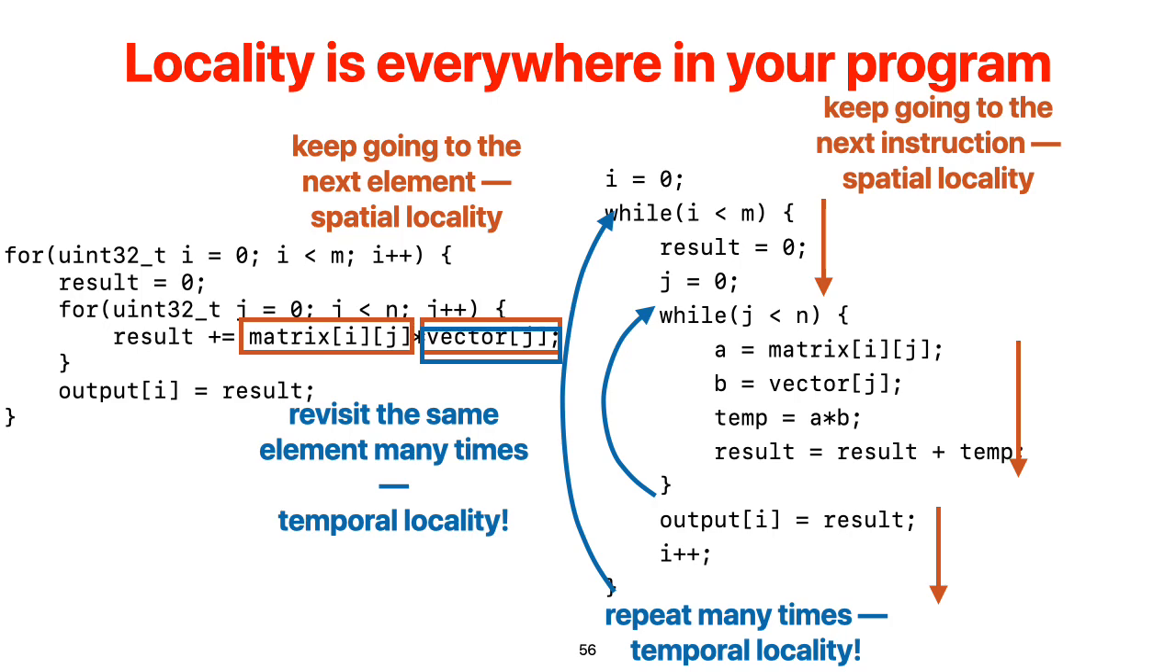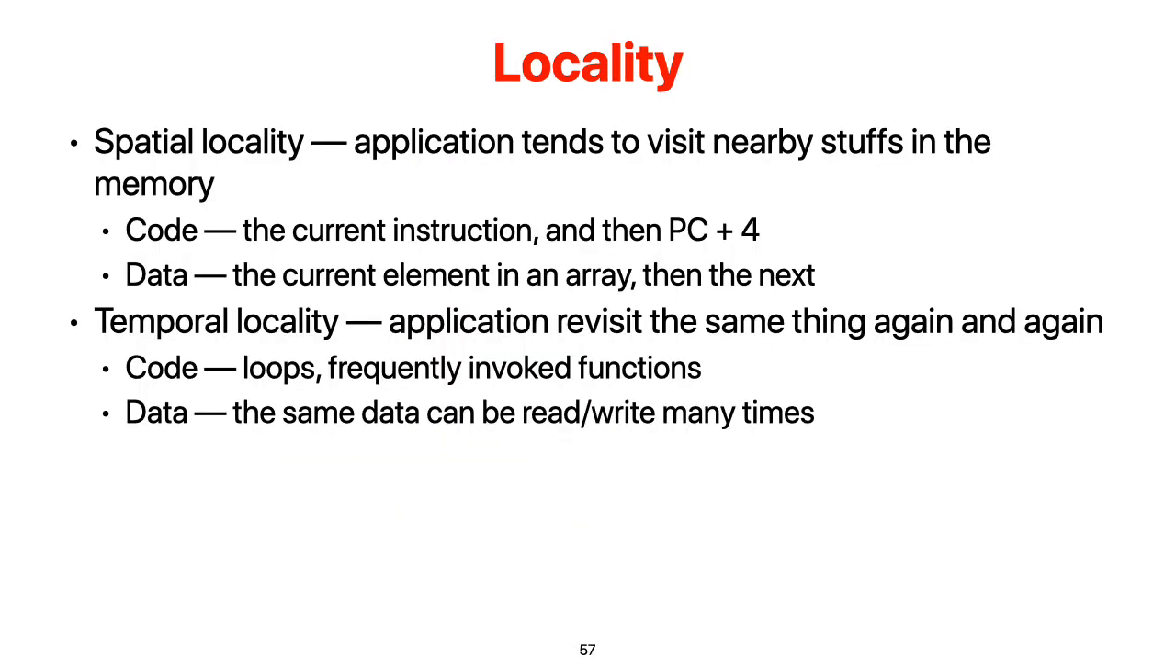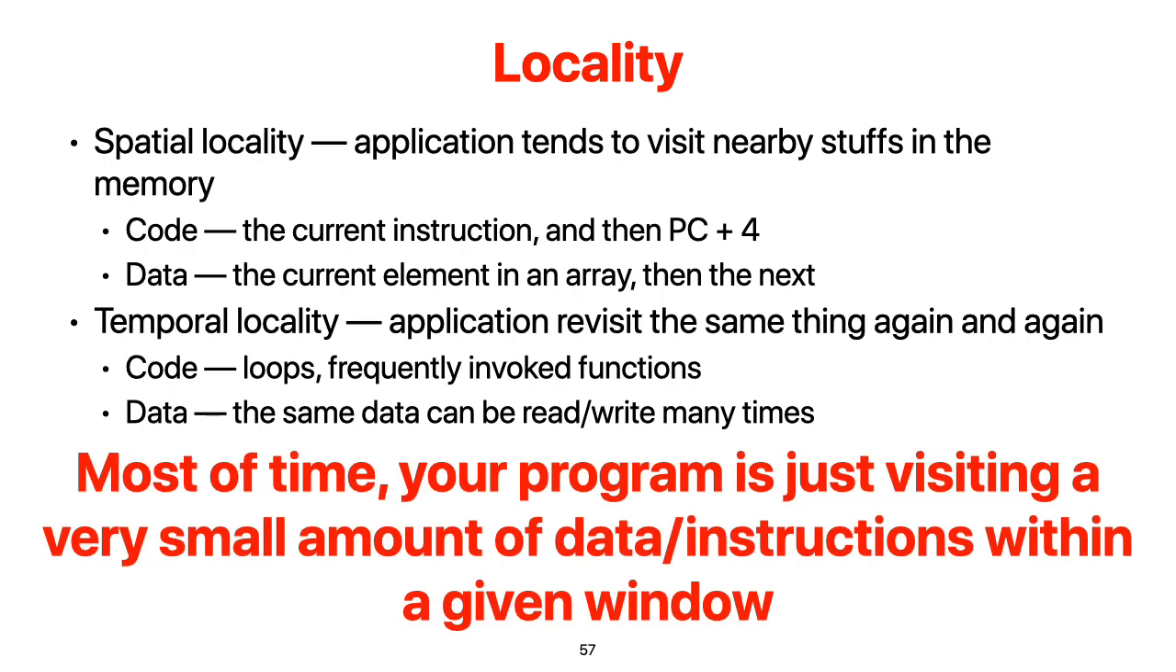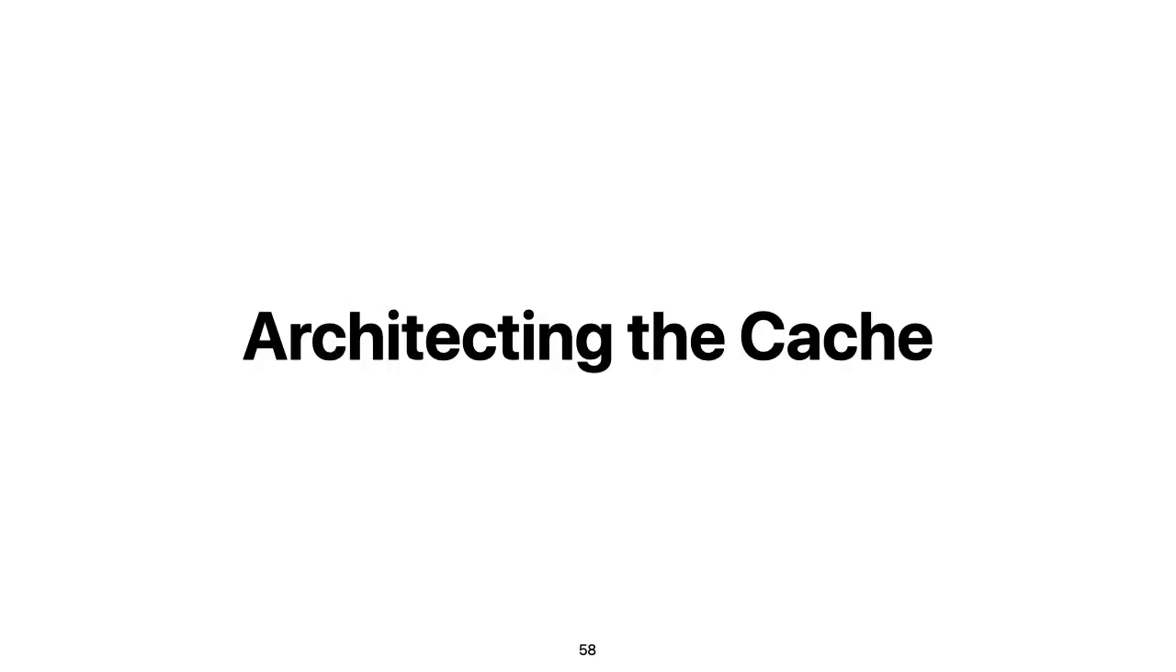So as you can imagine, in our code, or say our program in general, no matter if it's the instruction part or the data part, they all have locality. And these two types of locality are called spatial locality and temporal locality. Because we have this locality, the strongest implication is that most of the time our program is just visiting a very small amount of data and instructions within a given window. Based on this insight, this is how we architect our cache.